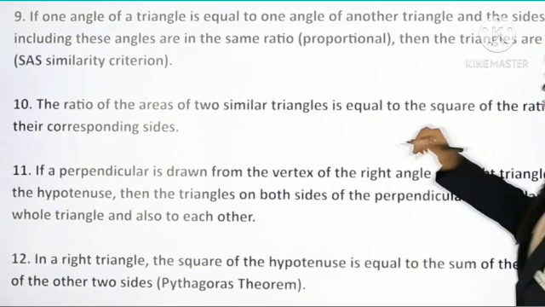Then our last section is the Pythagoras theorem. It starts with the theorem: if a perpendicular is drawn from the vertex of the right angle of a right triangle to the hypotenuse, then the triangles on both sides of the perpendicular are similar to the whole triangle and to each other. After that we studied that in a right triangle the square of the hypotenuse is equal to the sum of the squares of the other two sides. That is your theorem 6.8.